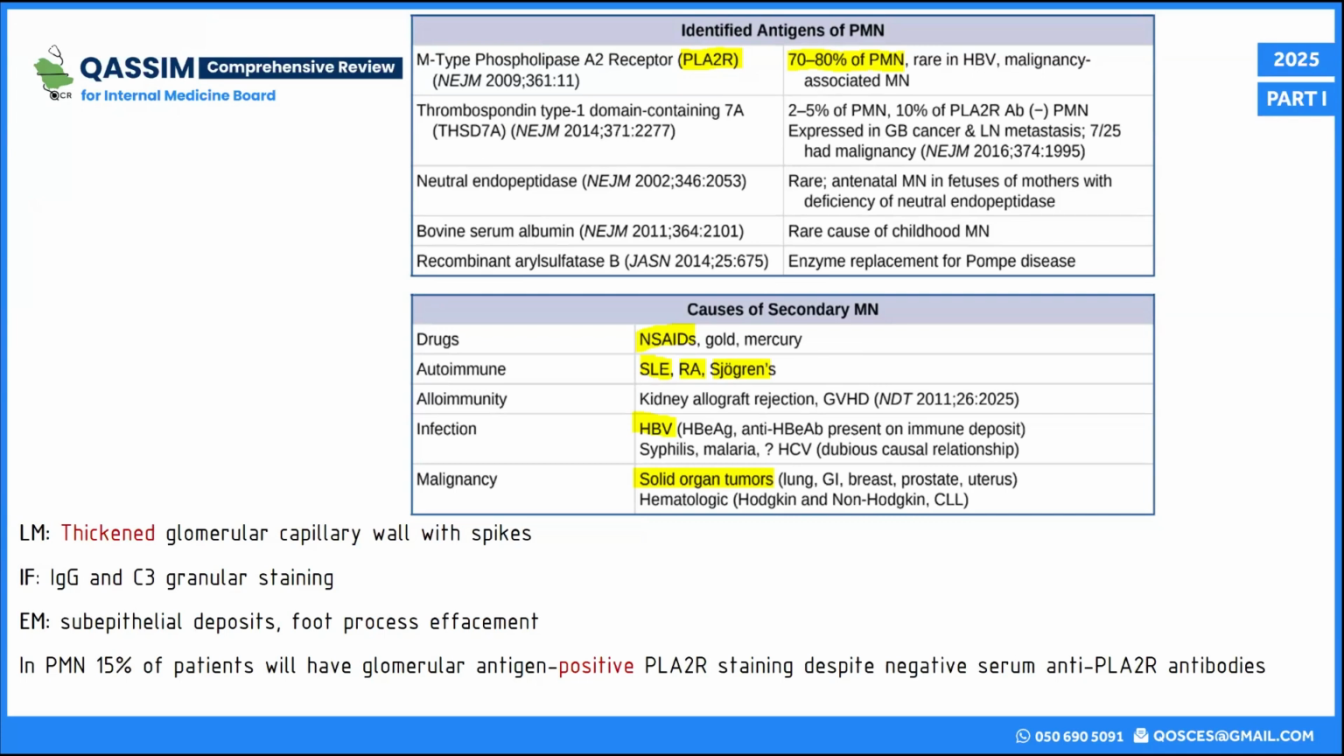What about the renal biopsy in membranous? In light microscopy, we will have thickened glomerular capillaries with spikes. In immunofluorescence, we may have some deposition of IgG and C3 with granular staining. In electron microscopy, we will have subepithelial deposits.